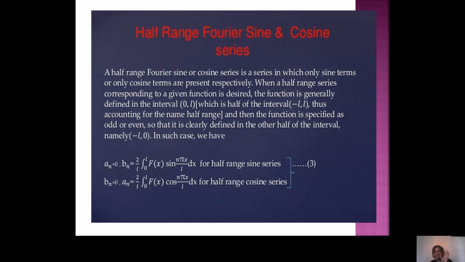There will be only one part, either the cosine or the sine term. So when you get the sine terms, an must be equal to 0. When you get the cosine terms, bn must be equal to 0 for the Fourier series. This is about the half range Fourier series.